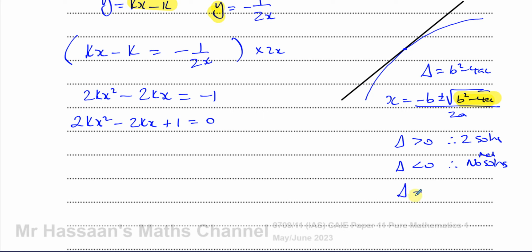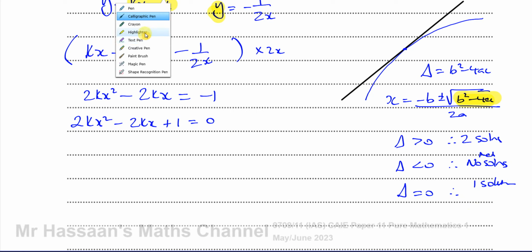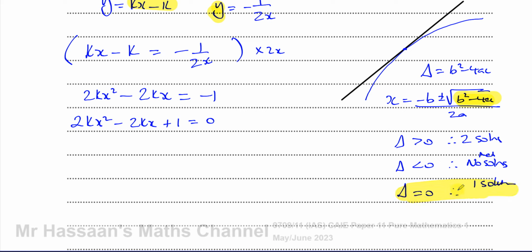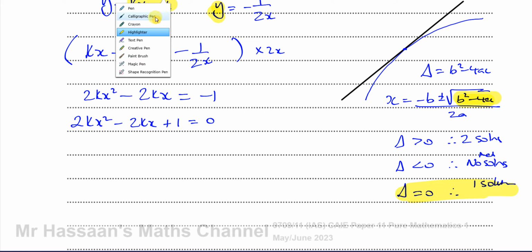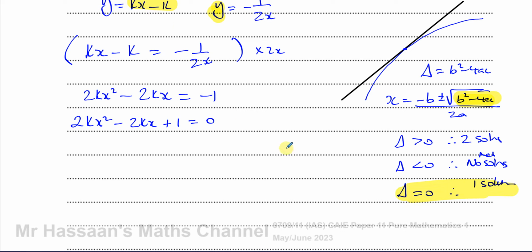But if the discriminant is equal to 0, you'll have minus b plus or minus the square root of 0, which is going to be 0. So you'll just end up with minus b over 2a, which is just one solution. You can say one solution. Sometimes it's called a repeated root. Okay? And that is the case that we are considering here. When the line is a tangent to the curve, there's only one solution. Okay, one repeated root.